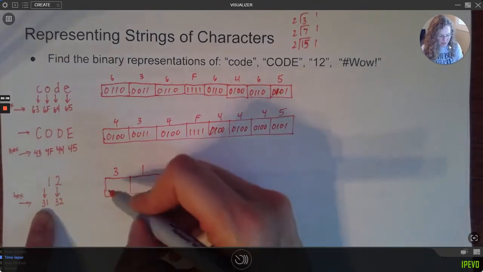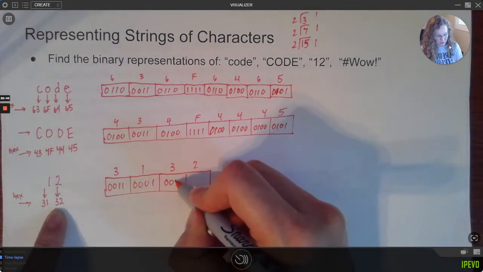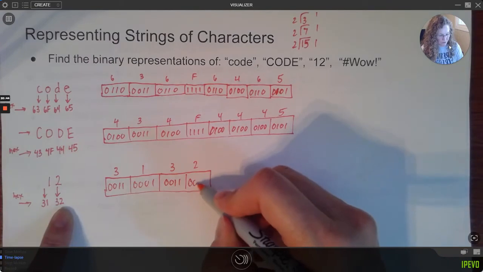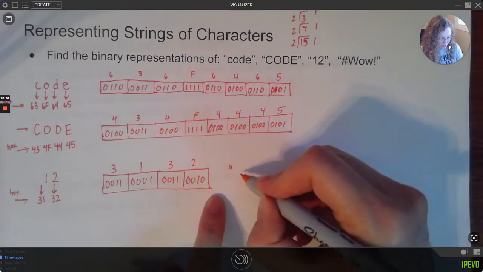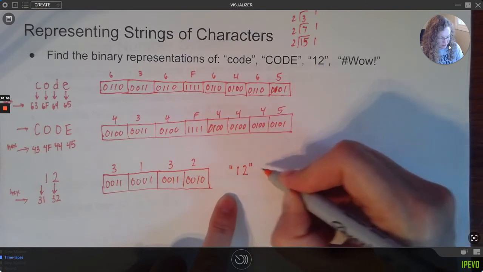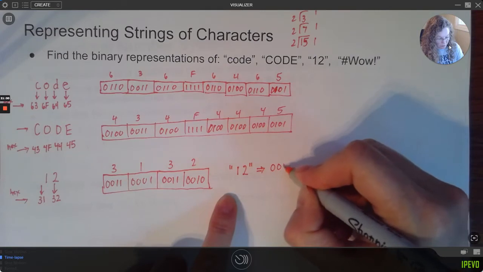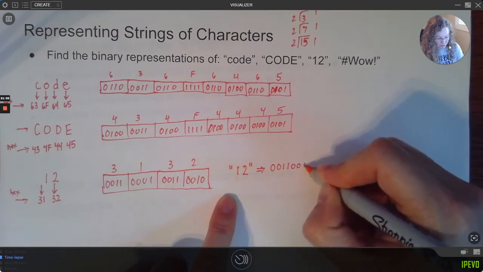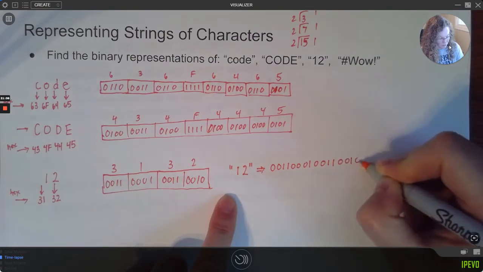Okay, so 3 is 0, 0, 1, 1. 1 is 0, 0, 0, 1. 3, once again, is 0, 0, 1, 1. And 2 is 0, 0, 1, 0. Okay. And so the string that contains the character 1 followed by the character 2 in ASCII would be 0, 0, 1, 1, 0, 0, 0, 1, 0, 0, 1, 1, 0, 0, 1, 0.